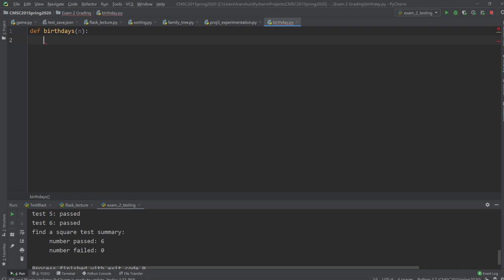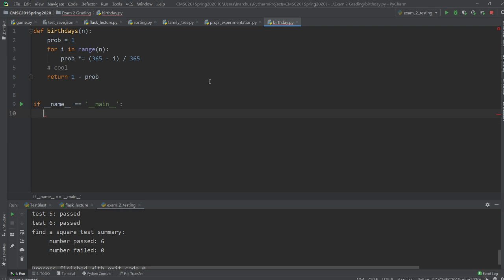Here we go. Birthdays of n. We're gonna say prob equals 1, and then for i in range n, we multiply prob times equals 365 minus i divided by 365. Cool. And then we can return 1 minus prob and be even happier. Incredible happiness.